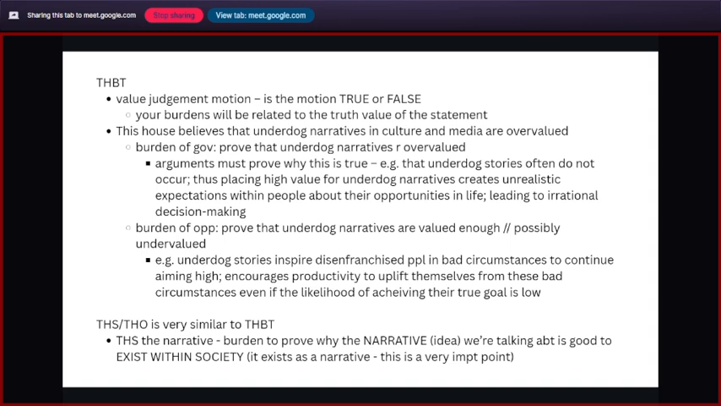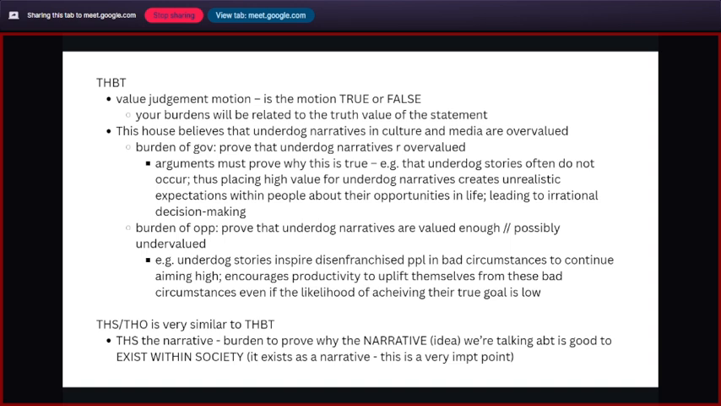So an argument, for example, to fulfill this burden of proof, is that underdog stories often do not occur in real life. Basically, they're very unrealistic. So when you put a lot of value on underdog narratives in media, like you glorify movies, for example, then you create unrealistic expectations within people about their opportunities in life, and the impact here is that you lead to irrational decision making, right?